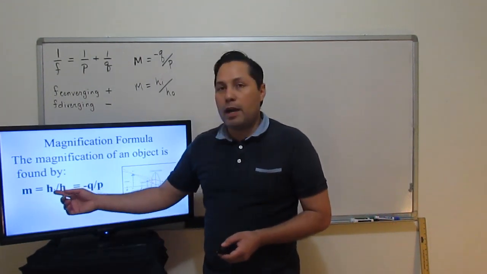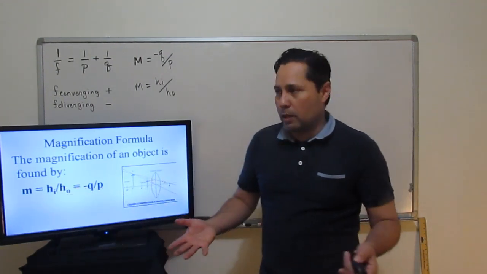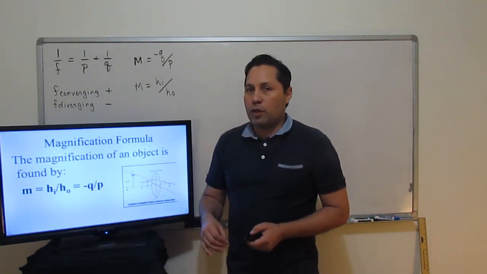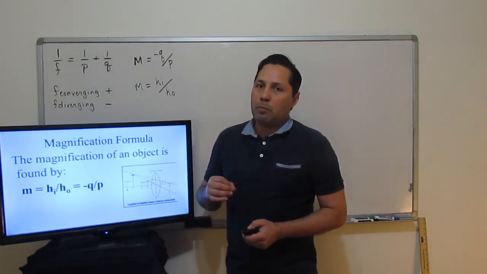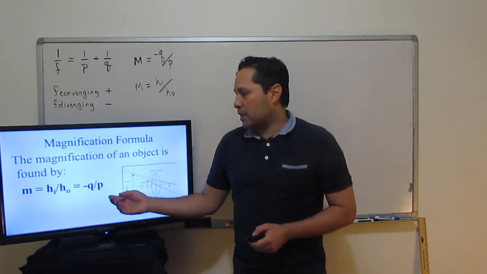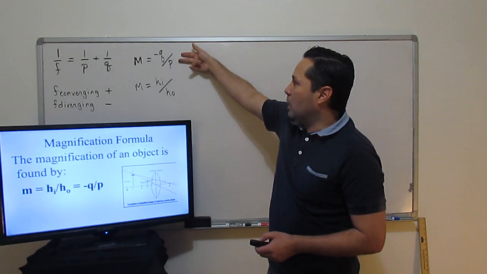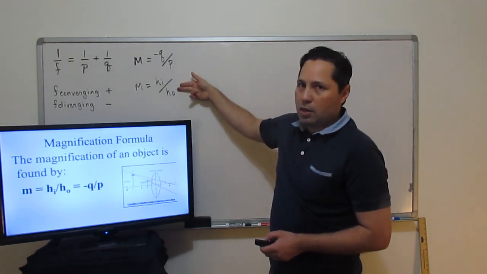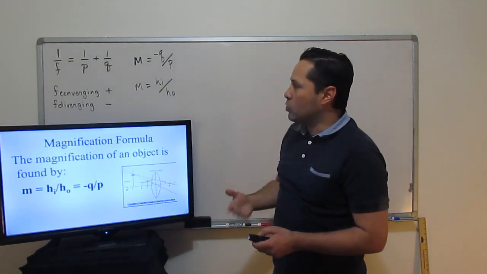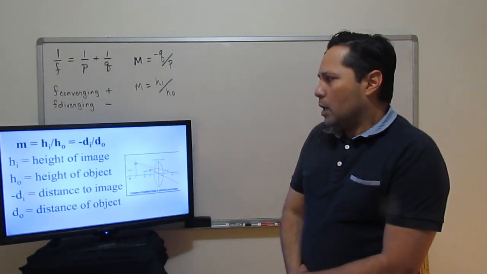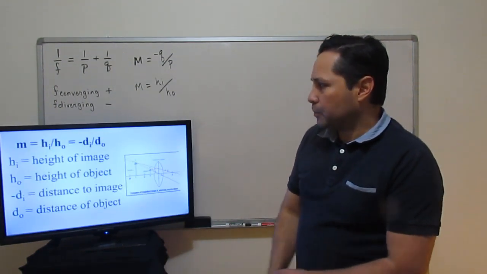Now the magnification is done by the following. Magnification could either be the height of the image divided by the height of the object, and that will give you the magnification, or the negative of the position of the image divided by the position of the object, and that could also be used. So here I have magnification using their position, here using their height. So either one could be used to figure out the magnification.